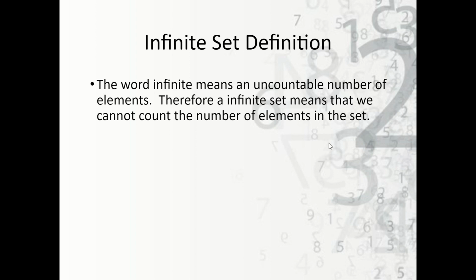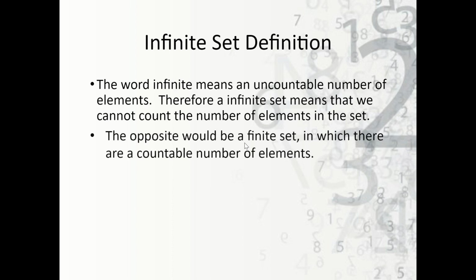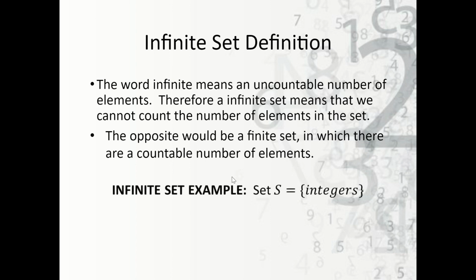Therefore, an infinite set means that we cannot count the number of elements in the set. The opposite of this would be a finite set in which there are a countable number of elements. So let's say I wanted the natural numbers between 1 and 10. Well, that goes 1, 2, 3, 4, 5, 6, 7, 8, 9, 10, and stops, and we can't keep going. So that would be a finite set. So an example of an infinite set would be the set of integers. So there's no limit to the number of integers we can count.